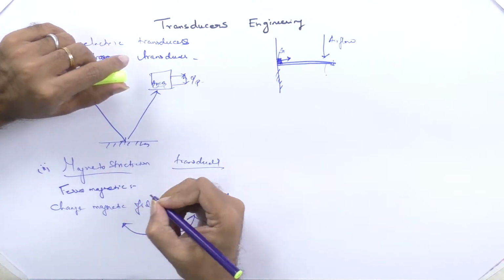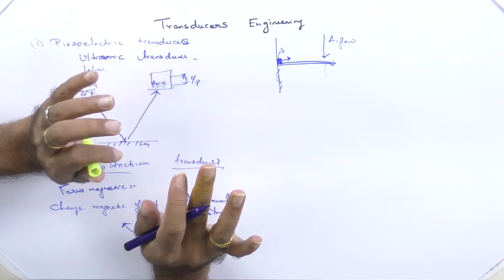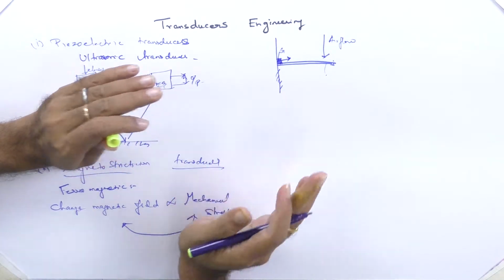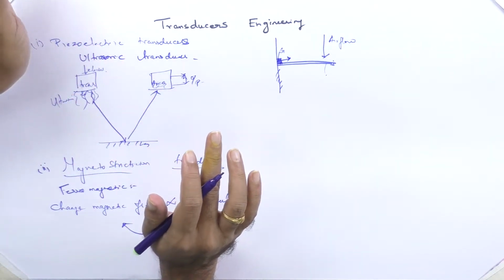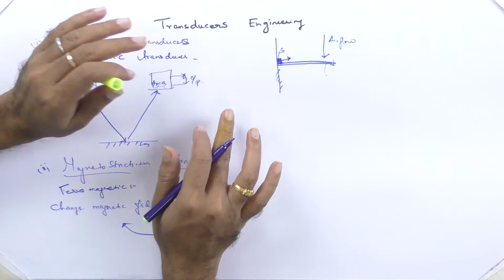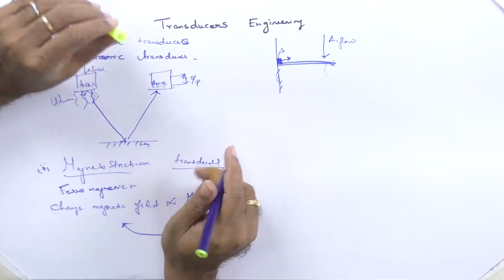So this kind of transduction, where the mechanical change directly results in a change of magnetic permeability, is called magnetostriction.